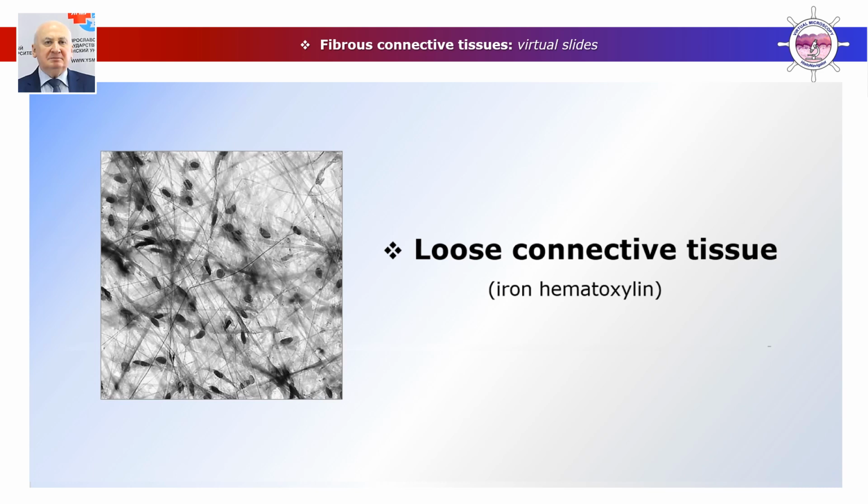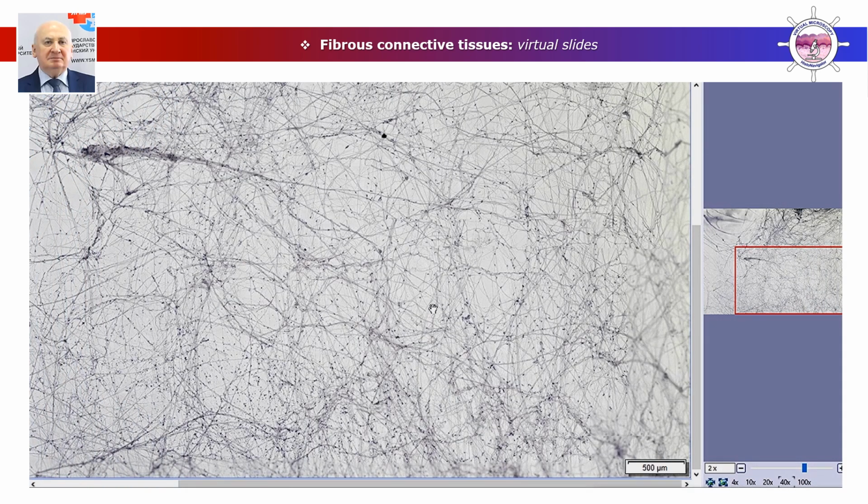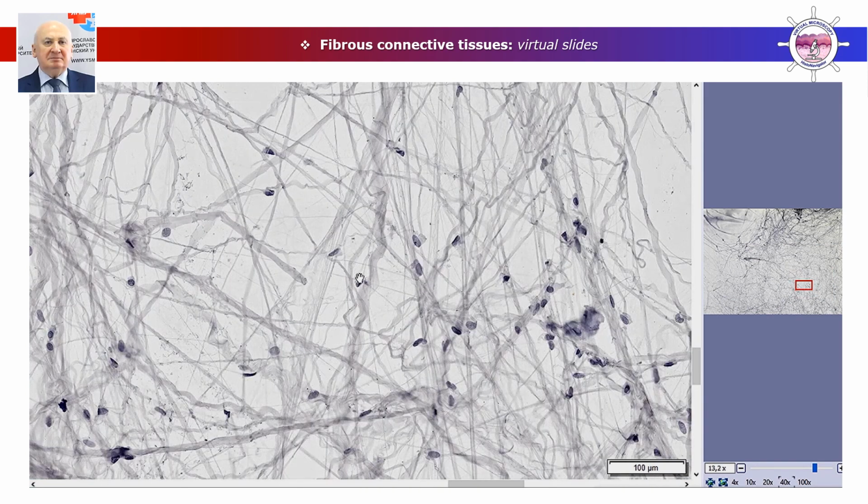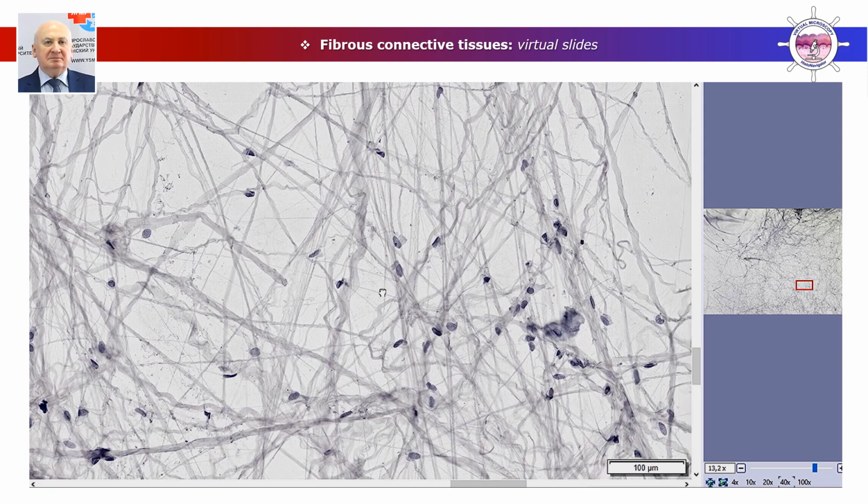Loose connective tissue. The specimen is a thin film of dermal connective tissue after fixation and extension, followed by staining by iron hematoxylin on the slide. The numerous cells of different types are located in the amorphous ground substance with loosely arranged collagen and elastic fibers.